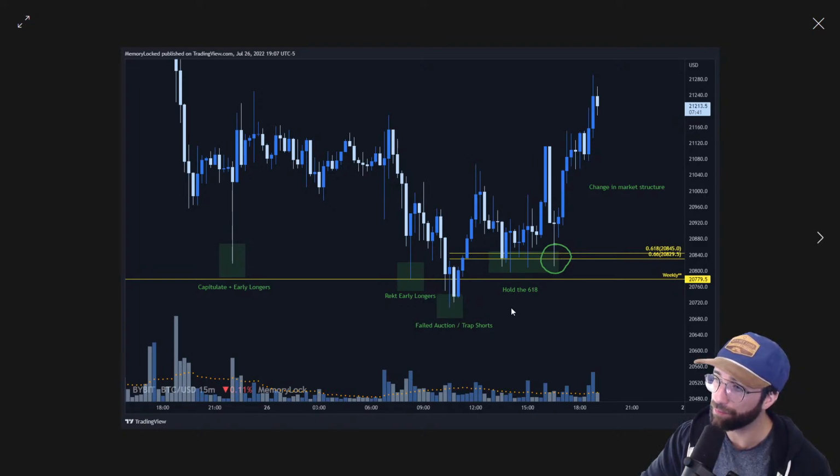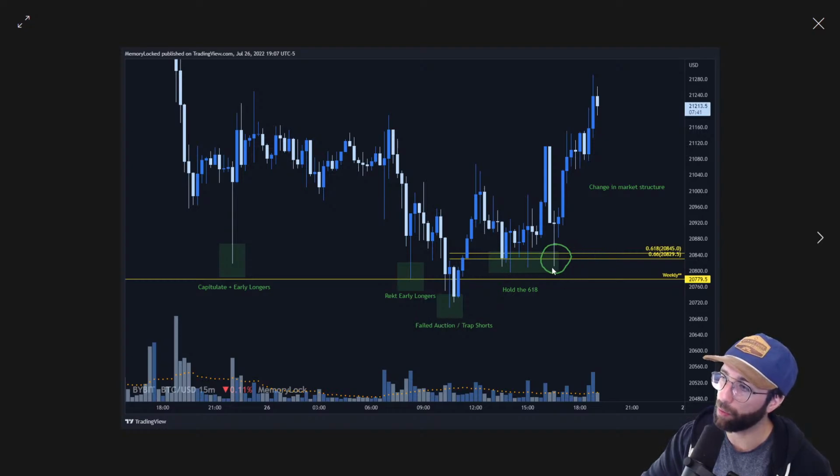That gives us our level. And then I wait for price to come back down and test it. Price comes down and it tests the level. It holds again and again and again. And I would say, okay, I'm going to open up a long in here. I'm going to put my stop loss here.